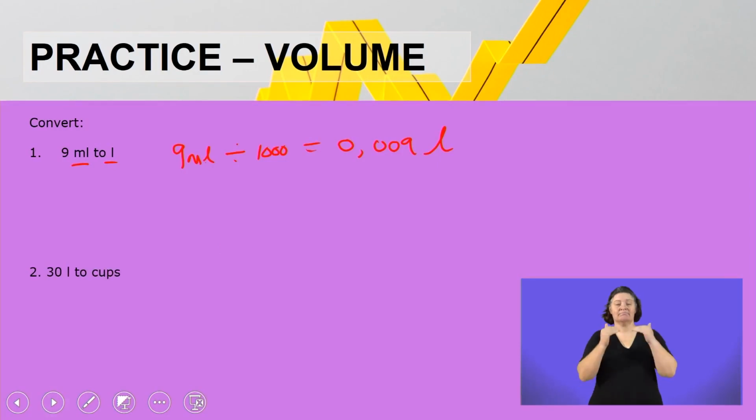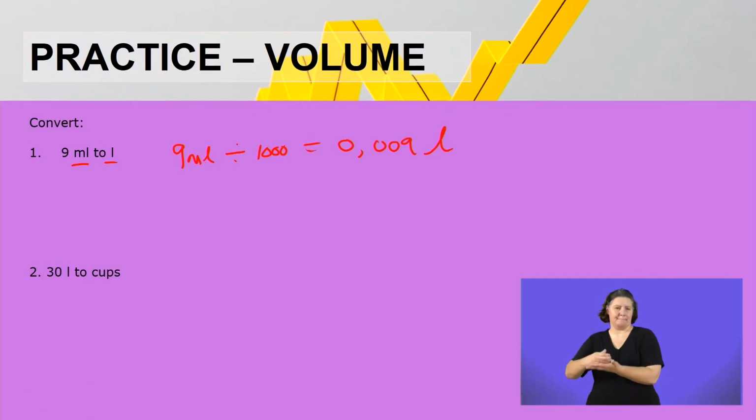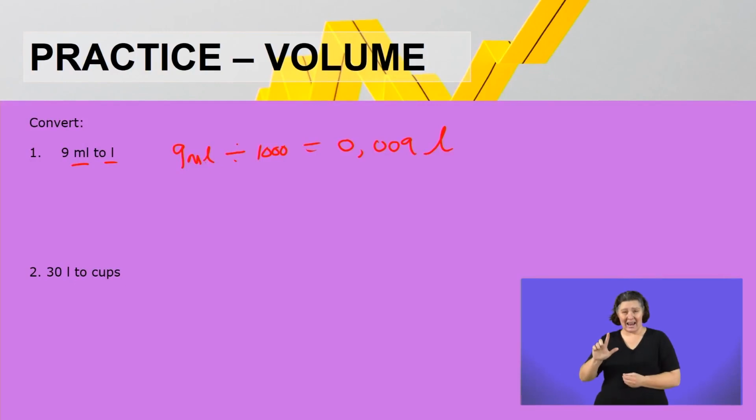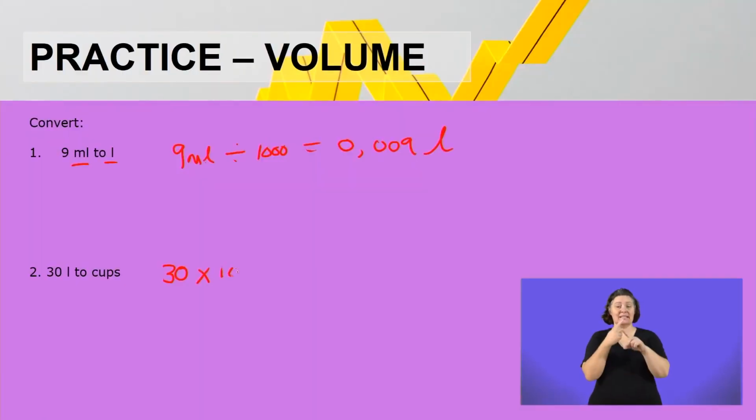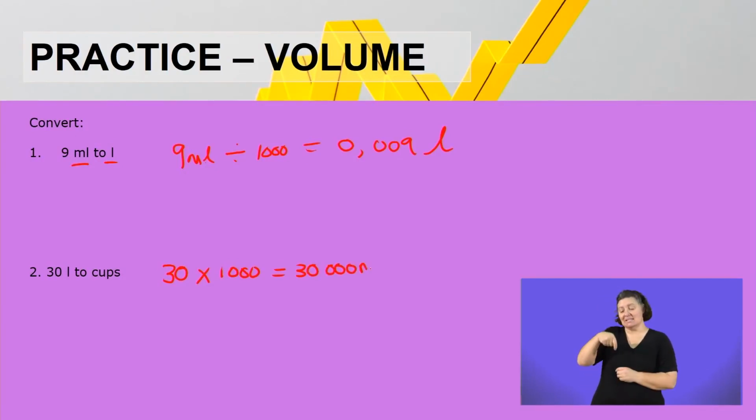Moving now on to the next sum. I have 30 liters, and I must convert that into cups. Right, now remember we said 1 cup equals 250 milliliters. So now I have 30 liters. Now, first of all, I must decide how many milliliters is that. So I'm going to convert from big to small. So therefore, I'll have to multiply. I'll say 30 multiply by 1,000. So that will give me 30,000 milliliters.